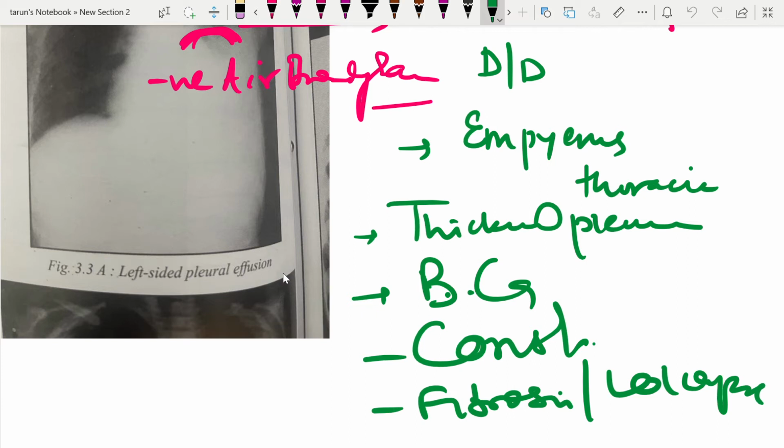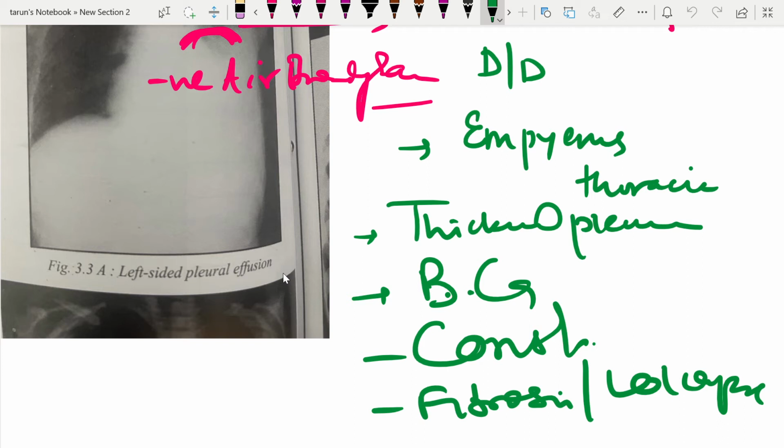Actually, this type of opacity which I already discussed, with concave upper border, is seen in pleural effusion and empyema thoracis. In both the conditions you can get the concave upper border. Thickened pleura may be a close differential diagnosis, usually without any mediastinal shift unless associated with gross thickening, when the mediastinum is shifted to the same side. You should keep in mind it is a close differential diagnosis of pleural effusion.